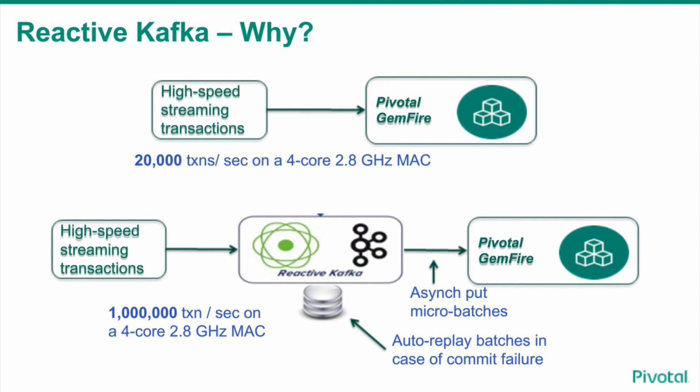One is the Kafka element of Reactive Kafka. It persists all transactions to disk. And what I can do is take advantage of that in case of failure and automatically replay failed transactions, which opens up that I can now asynchronously, or reactively, release those transactions into GemFire. So I can do about 1 million transactions per second using Reactive Kafka. I'm going to demonstrate that today.